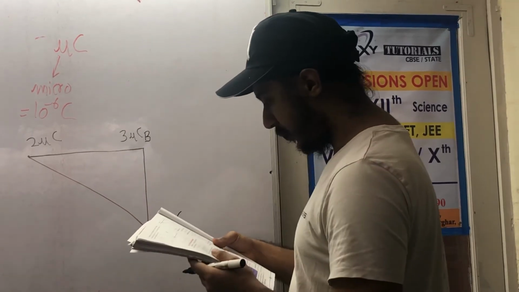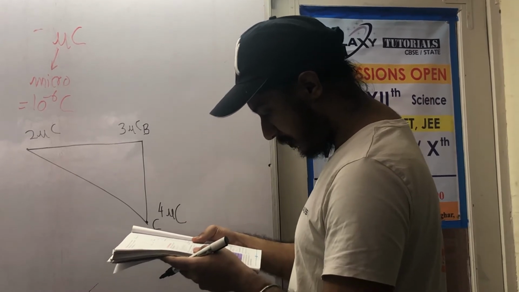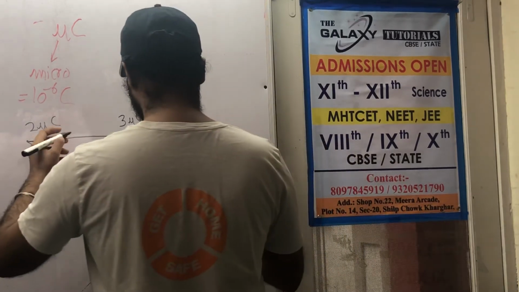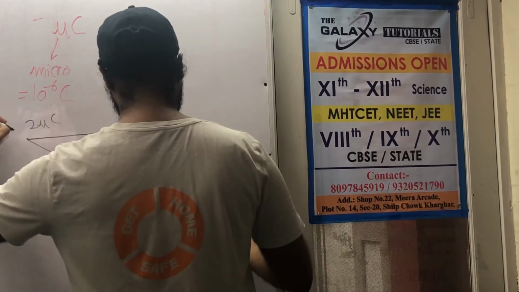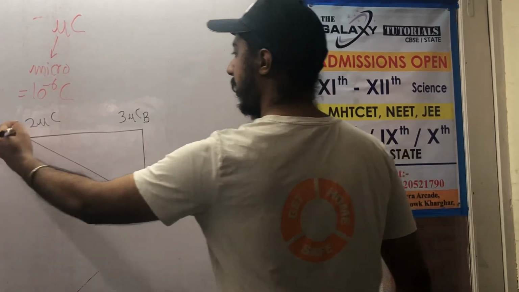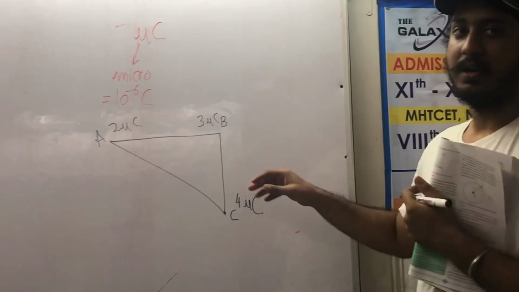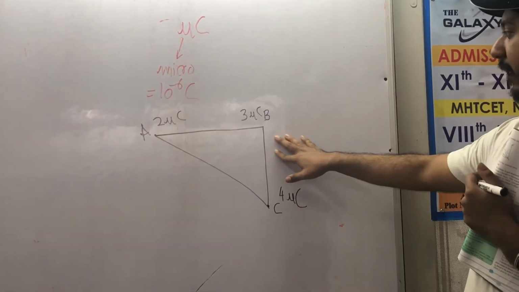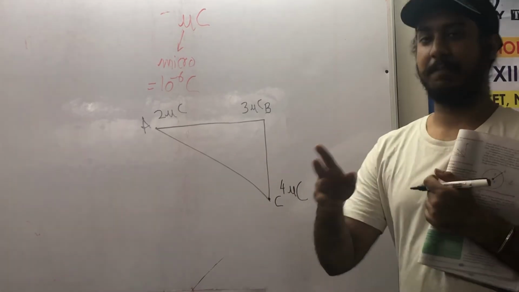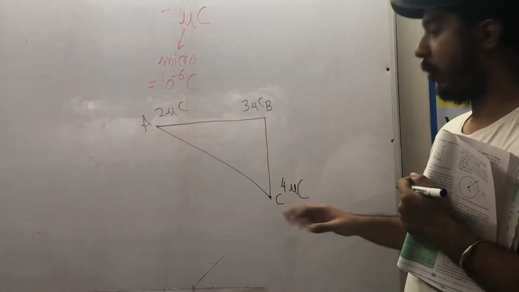Okay, so here in the numerical, the length of the sides is already given to you. In the question, it is already given that this is point A, this is point B, this is point C. This is a right angle triangle on the edges of which three charges are kept. They are namely 2 microcoulomb, 3 microcoulomb and 4 microcoulomb.